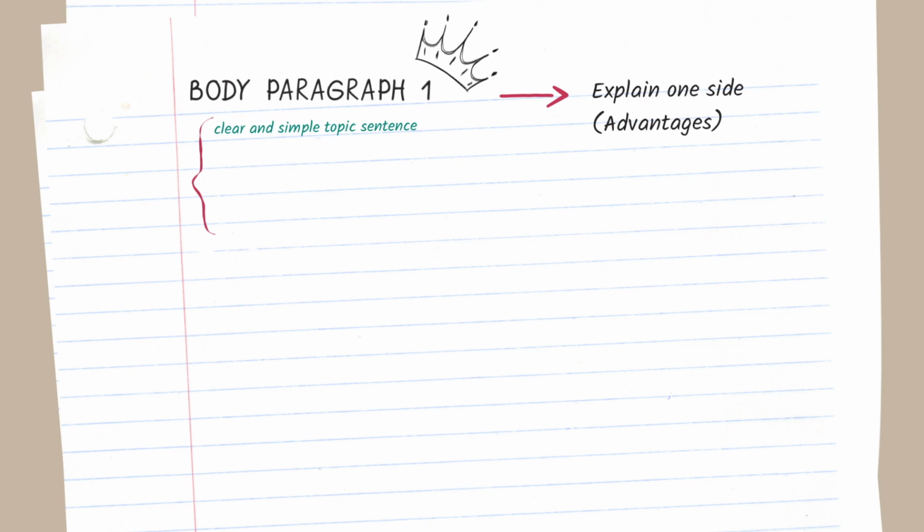So my first body paragraph starts with this topic sentence. This type of advertising can be beneficial in a couple of ways. This is a very, very good topic sentence. It tells the reader that you are going to write about benefits, advantages in this paragraph. Now, after writing your topic sentence, you should now write your first advantage.